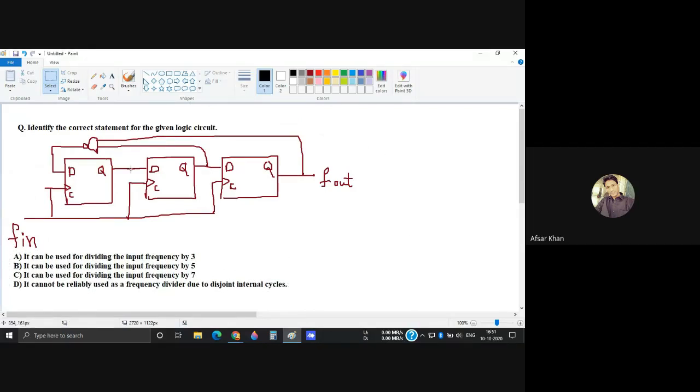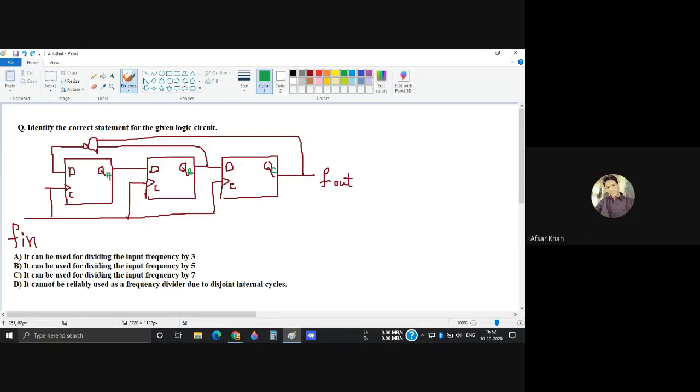So I will solve this in this diagram itself. In this NAND gate, tell me, students, suppose this is QA, this is QB and this is QC. Now tell me the inputs to the NAND gate. QB and QC. Yes, very good.